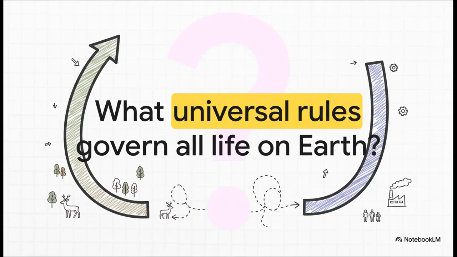So, what are these universal rules? In this explainer, we're going to dig into how nature actually builds itself from the ground up. We'll look at how it maintains this incredibly delicate balance. And this is the big one: what happens when one species, that's us, seems to be playing by a completely different rule book?